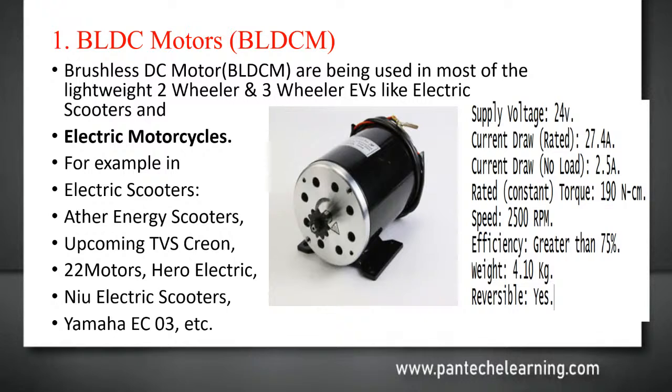Here you can see the supply voltage of this brushless DC motor is 24 volts and the current draw is 27.4 amps, and at no load it draws only 2.5 amps. The rated constant torque is 190 Newton and we can drive up to 2500 RPM. We get more than 75% efficiency, and the weight of the motor is around 4.4 kg. It is also reversible, meaning reversible operation is possible.